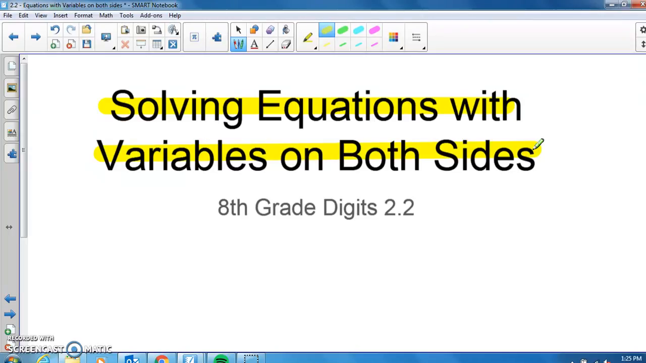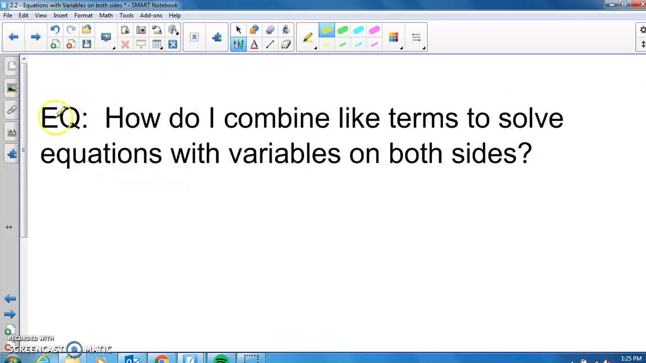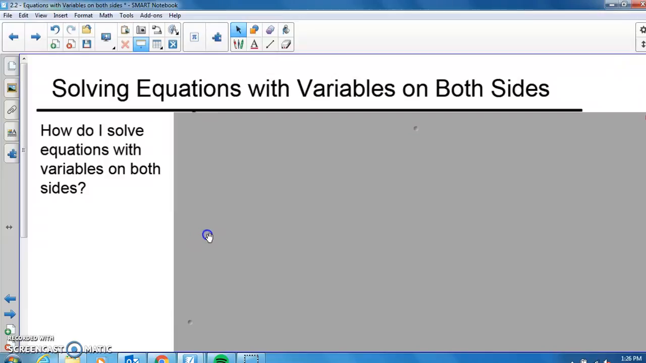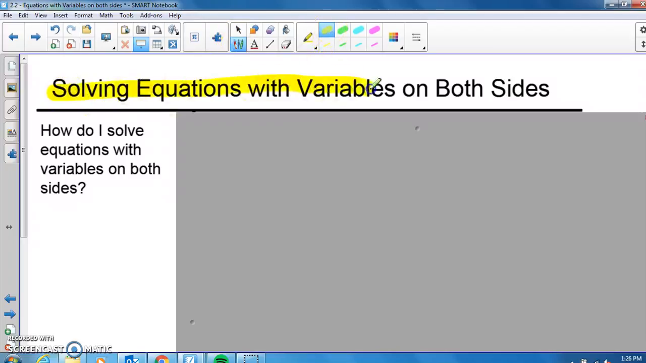So our topic today is we're continuing on with equations, but the focus is solving equations with variables on both sides. And then our essential question is, how do I combine like terms to solve equations with variables on both sides? All right, when solving equations with variables on both sides, what we're going to do is look at the process that we go through. So let me go ahead and highlight this. And again, that's the topic. And here's our central question again. How do I solve equations with variables on both sides?